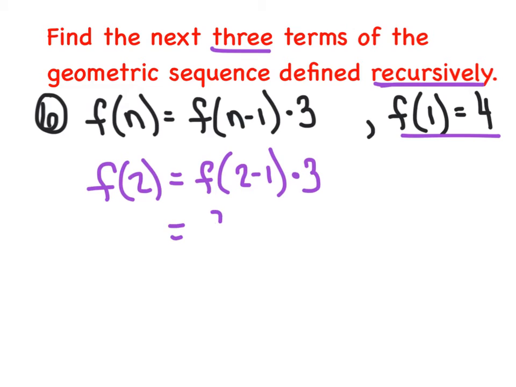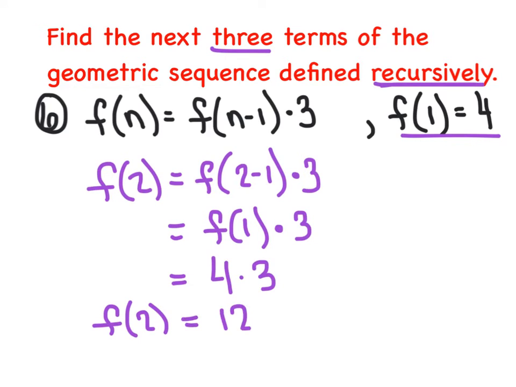And so what I really have is f of 1 multiplied by 3, and they defined f of 1 as 4. So I know that the second term has got to be 12.